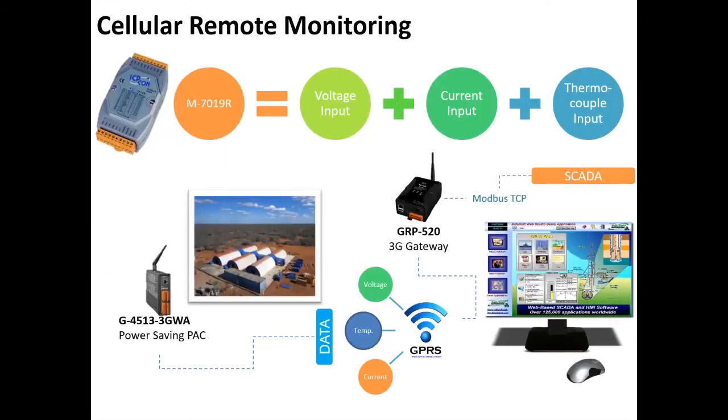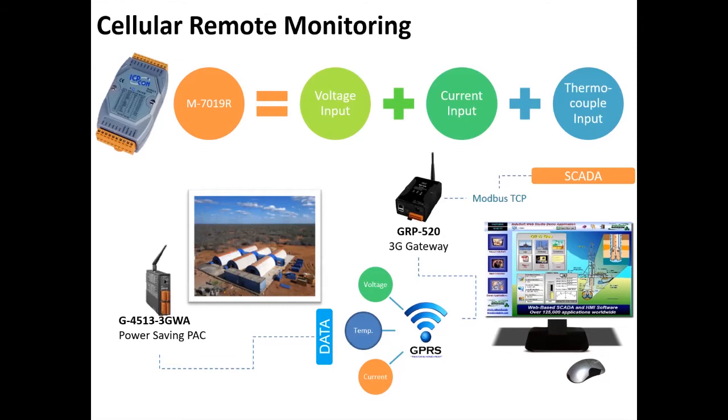Our cellular pack, 3G gateway, and M7019R data acquisition modules are being used in remote monitoring systems. The M7019R is collecting voltage, current, and temperature data from equipment out at remote sites. The M7019R is connected to the G4513 3GWA power saving pack, which is being powered by a solar panel. The pack is running a C language-based program that collects the data and passes it back to a SCADA system at a remote location. The GRP523G gateway is connected to the PC over Ethernet.